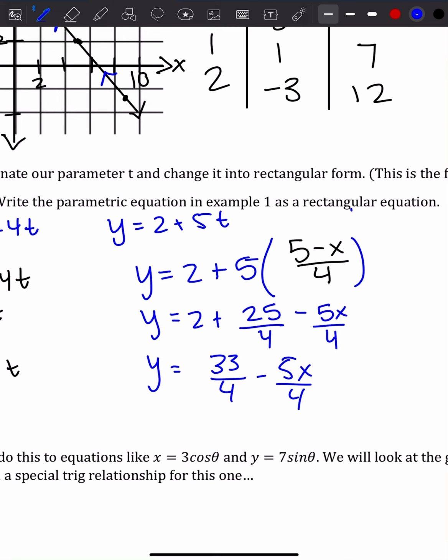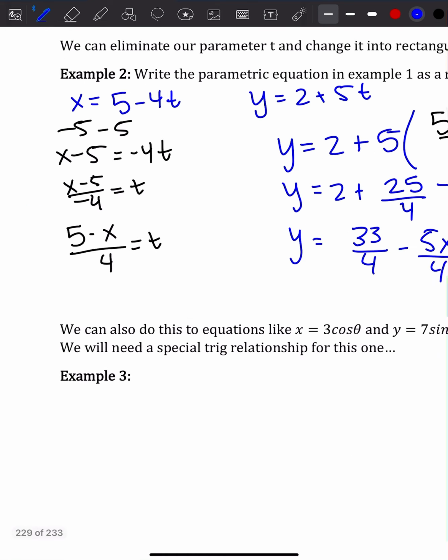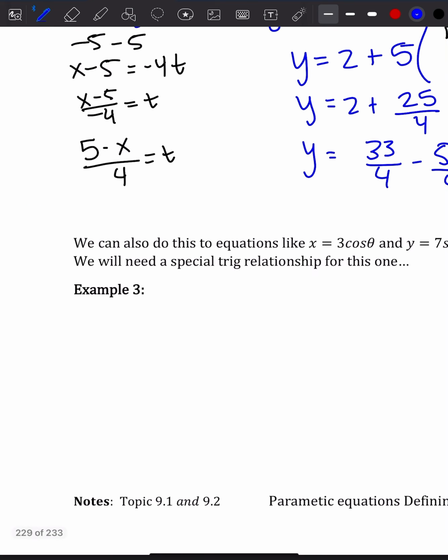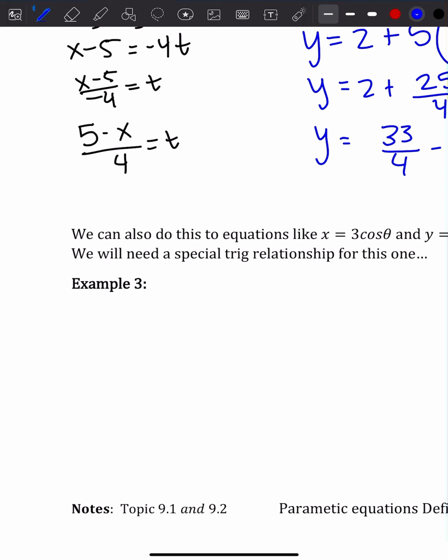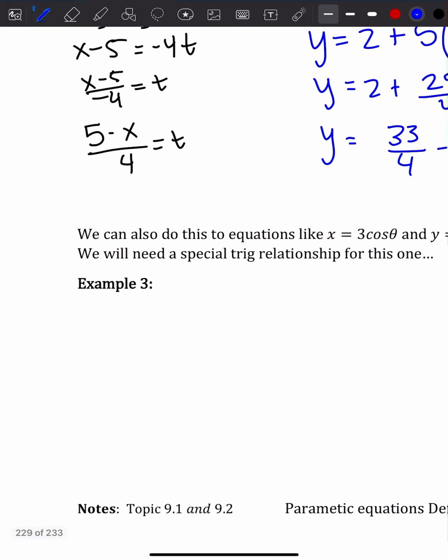So let's look at what we have for this one. This one's a little bit different when we talk about changing this parametric into a rectangular form. And the reason why is because we have these trig functions. So example number 3 is going to be x equals 3 cosine theta, y is equal to 7 sine theta.